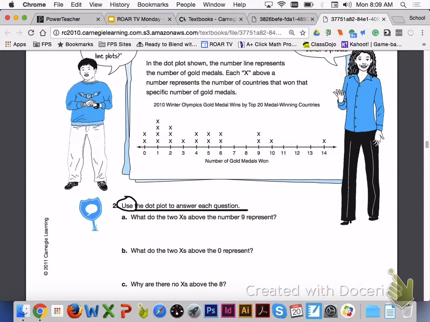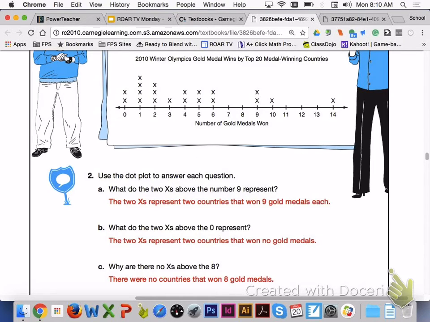Please answer number 2, letters A through C with your group members. For number 2, letter A, the two X's represent 2 countries that won 9 gold medals each. For letter B, the two X's represent 2 countries that won no gold medals. And for letter C, there were no countries that won 8 gold medals.